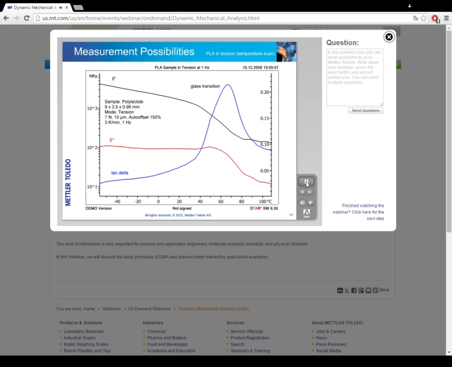This slide shows a temperature scan of a sample of polylactide, or PLA, in the range -60 to +110 degrees Celsius. The sample was measured in the tension mode. The diagram shows the storage modulus E', the loss modulus E'', and tan delta. The glass transition can be clearly identified in all 3 curves. At low temperatures, the sample is hard and the modulus is very high. At the glass transition, the sample becomes soft and the modulus decreases.